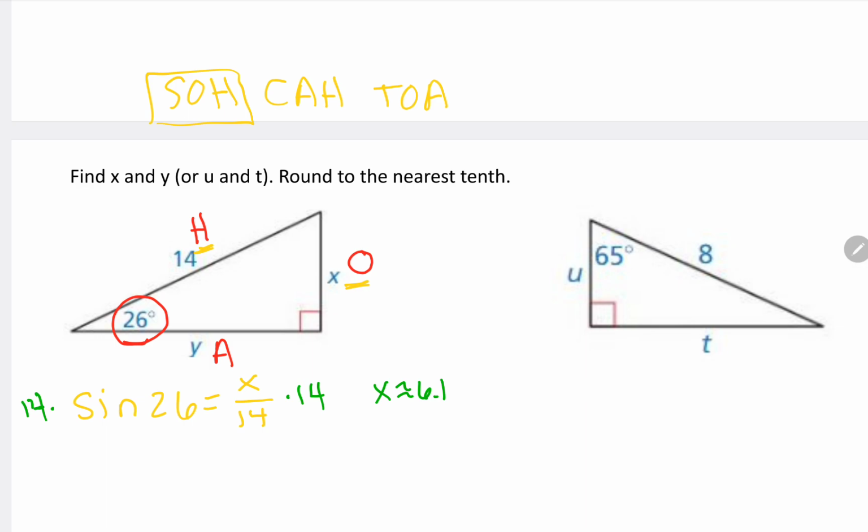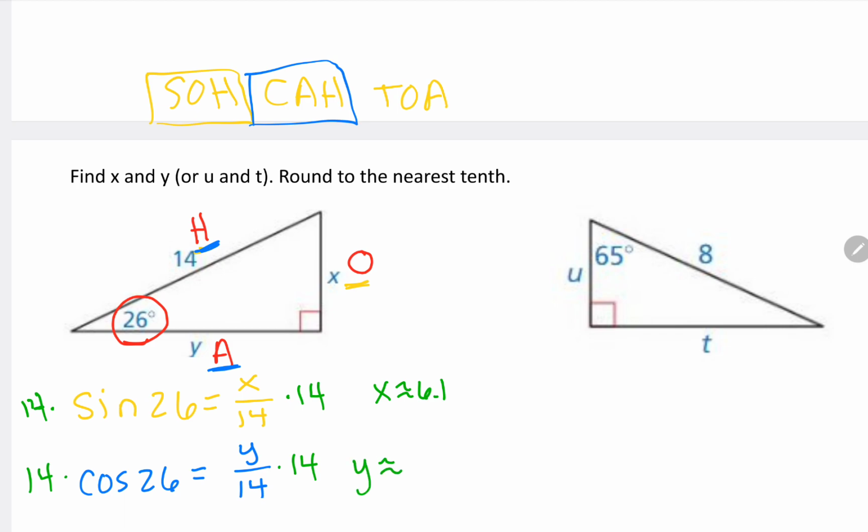All right, now if I'm finding the y, let me use a different color for y, then I need to use adjacent and hypotenuse. So then I'm going to use cosine because cosine uses adjacent and hypotenuse. So cosine of 26 equals adjacent over hypotenuse. For this one, again, I'm going to be multiplying both sides by 14. This time we're taking 14 times cosine of 26. And we get that y is about 12.6. And make sure your answers make approximate sense.